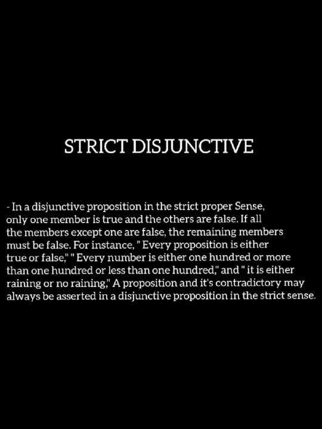In a disjunctive proposition, in the strict or proper sense, only one member is true and the others are false. If all the members except one are false, the remaining member must be true. And if one member is true, the remaining members must be false. For instance, every proposition is either true or false. Every number is either 100 or more than 100 or less than 100, and it is either raining or not raining. A proposition and its contradictory may always be asserted in a disjunctive proposition in a strict sense.